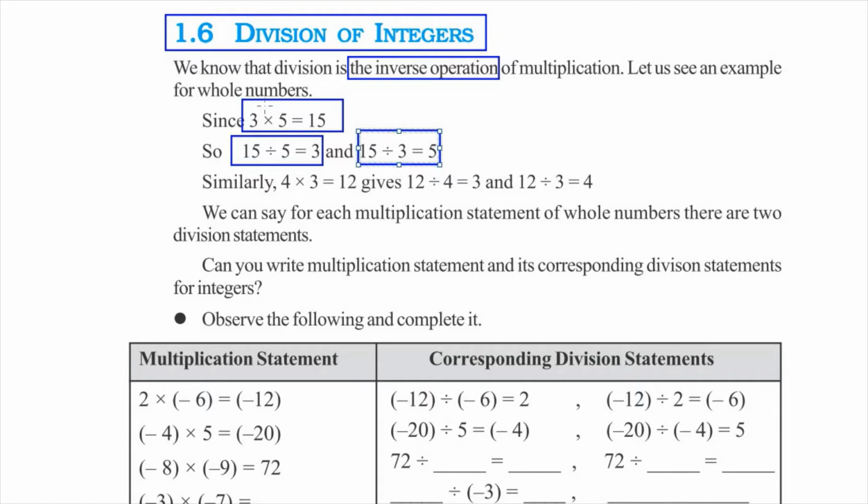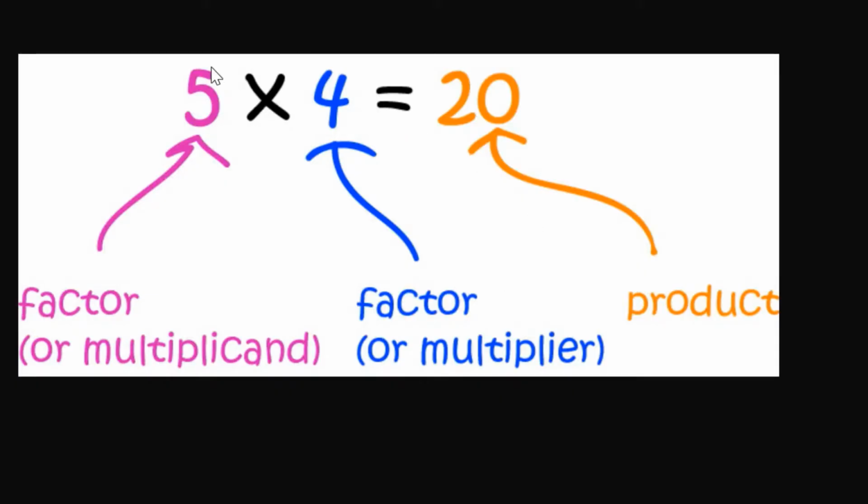Okay, so because division is the inverse operation of multiplication, we have the product here of 3 and 5 equal to 15. So whenever we divide 15 by either the multiplicand or the multiplier, we get the other factor as the answer. So let us recall what multiplicand and multiplier are. In a product, the first number is called the multiplicand and the second number is called the multiplier.